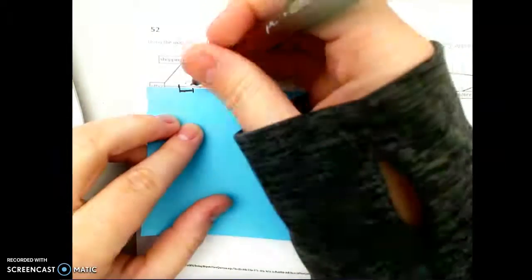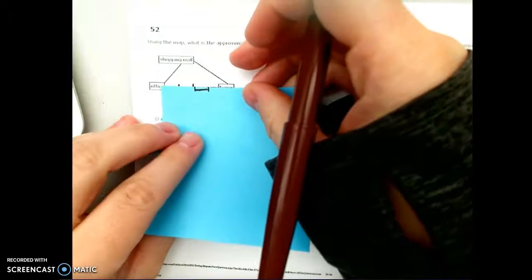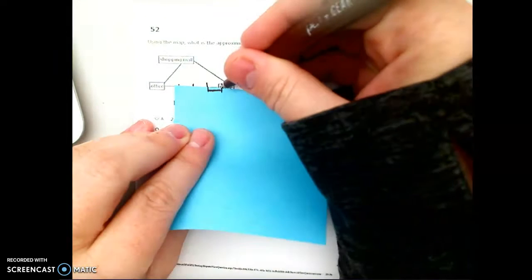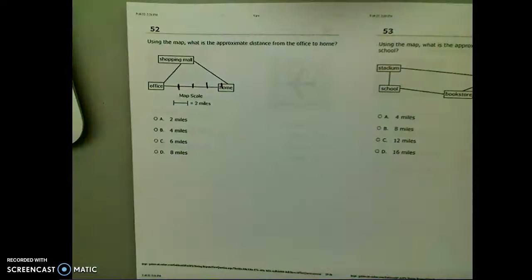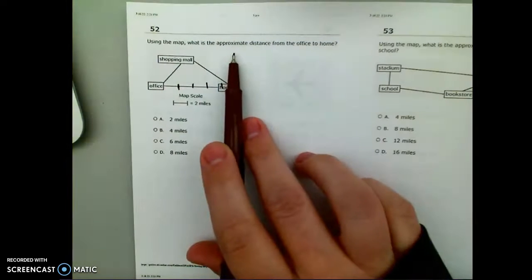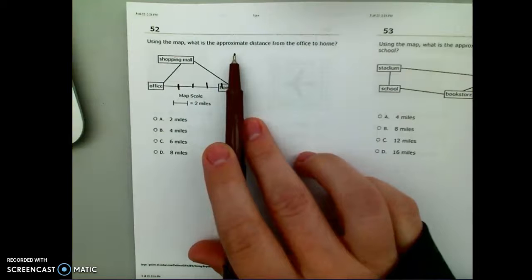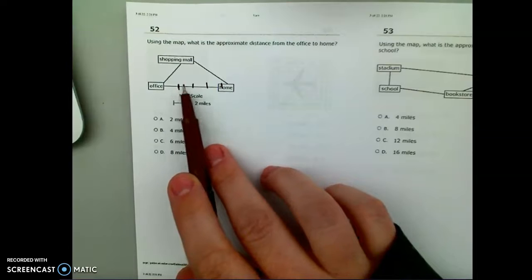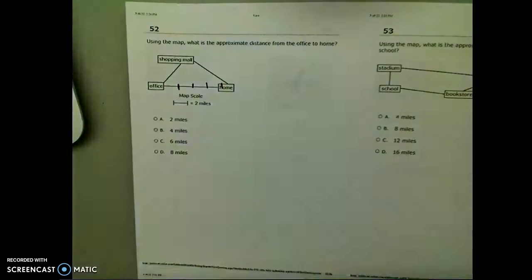From there to there, there's 4 miles. Scoot over. There is 6 miles right there. And a little bit more, 8. So you'll notice that the directions said approximate. I do not know exactly how many miles this is. So I'm going to approximate that it went 2, 4, 6, 8 miles and choose D.